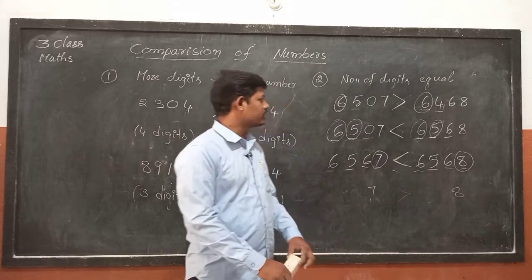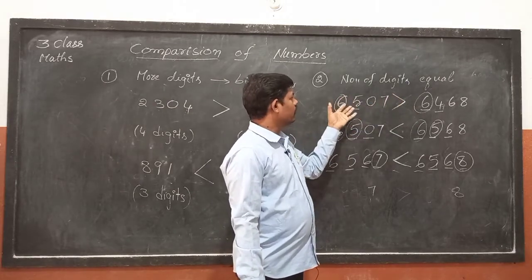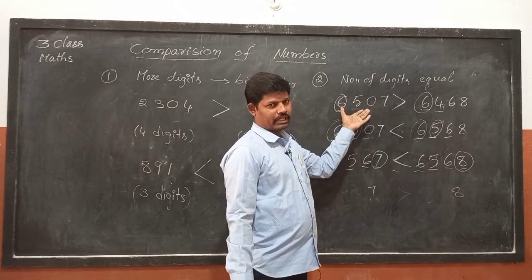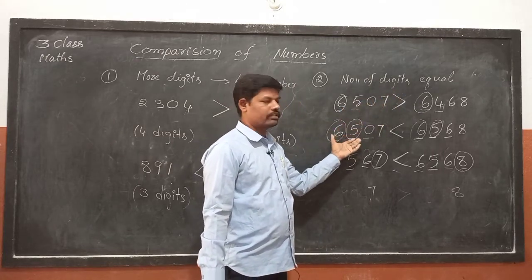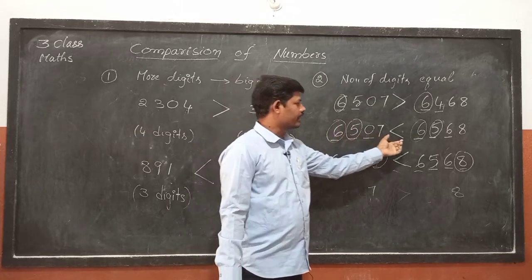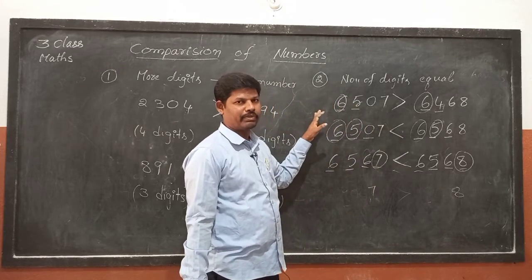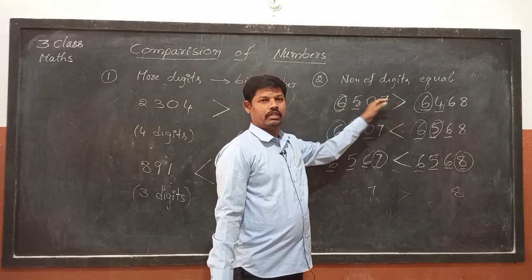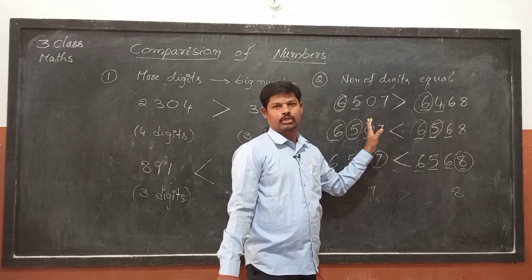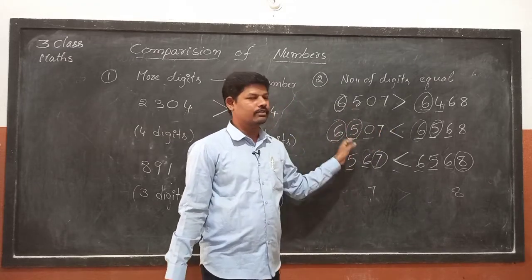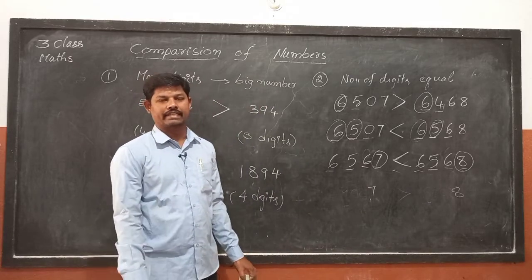You can keep the symbols, just keeping the symbols. After observing, just keep the symbol. If the number on the left side is big number, you have to place greater than. If the number on the left side is a small number, place less than. That much only. So by observing this, you have to fill the boxes given in the exercise.